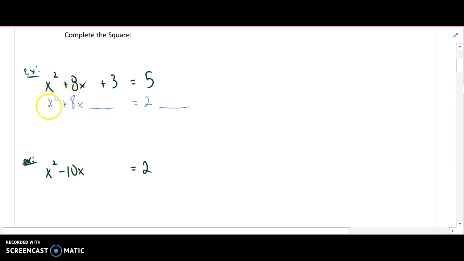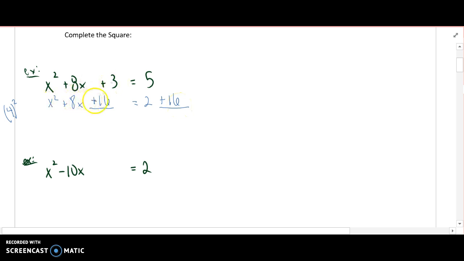Now the process is to make sure that the leading coefficient on the x squared is 1, and that's taken care of. Then we look at the coefficient on the x. We're always going to take half of that number. Half of 8 is 4, and then we square that number. 4 squared is 16, and we add 16 to both sides.